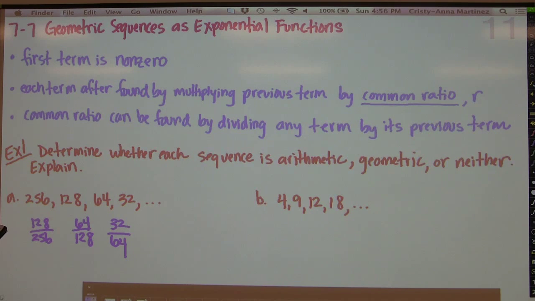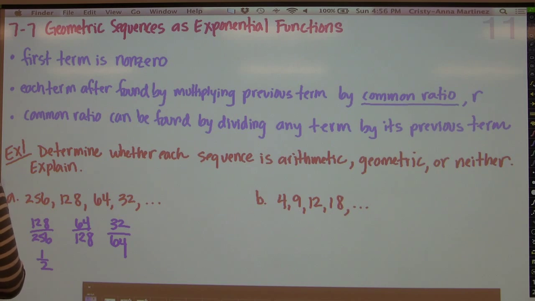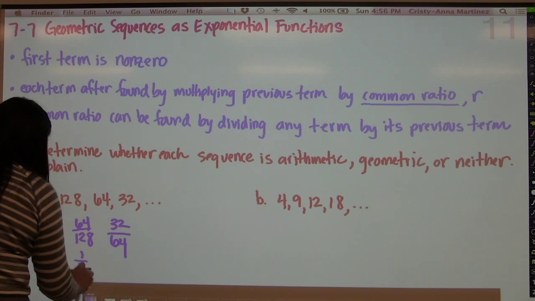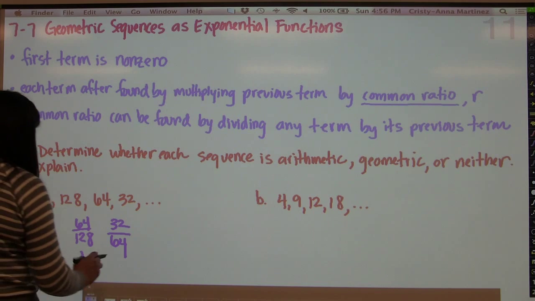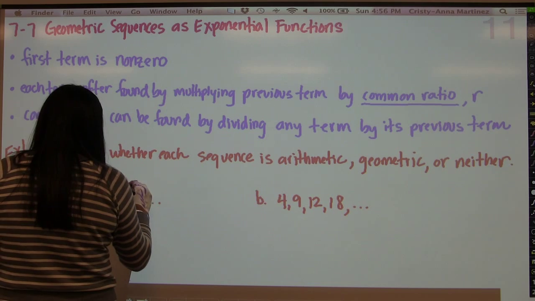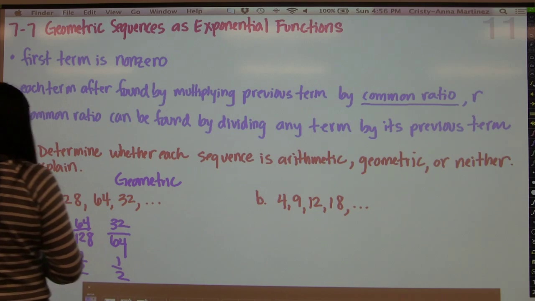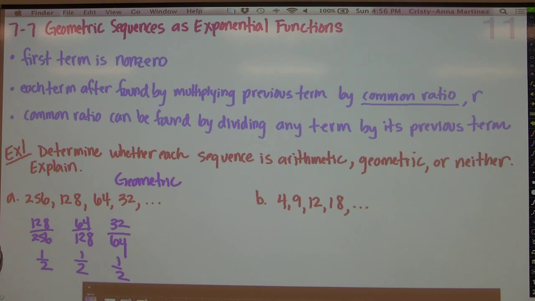So 128 divided by 256 is 1/2. And 64 divided by 128 is also 1/2. So far so good. And 32 divided by 64 also 1/2. So in this case, because all of the terms had the same common ratio, this is going to be a geometric sequence for part A. So when it says to explain, you can explain that it's a geometric sequence because it has a common ratio of 1/2. The ratios are constantly 1/2.